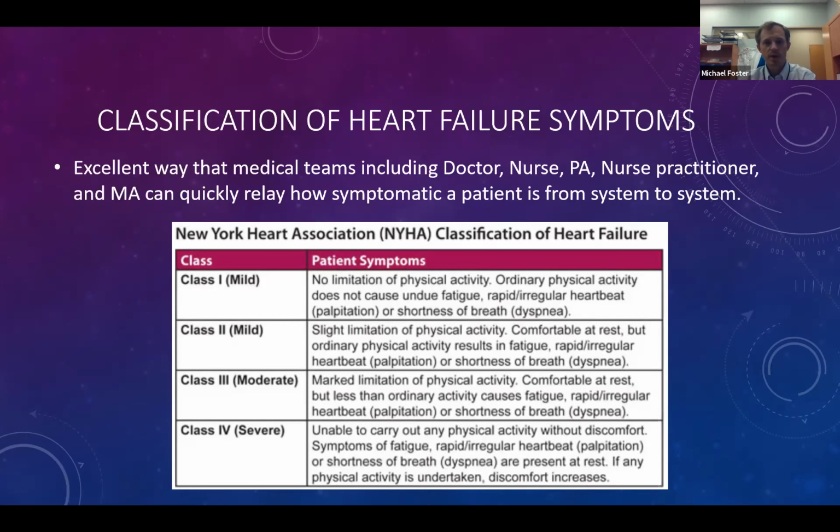Class 1 would be patients that may have risk factors for heart failure but have no symptoms. Maybe they've had a prior heart attack. Maybe they have sleep disordered breathing, but they have no shortness of breath with activity. They have no shortness of breath when lying down. They do not have increased abdominal girth. And then as you move up the scale to class 3, there becomes a marked limitation of physical activity. Some specialists will further classify class 3 into class 3A and class 3B. And class 3B is usually a worsened type of limitation in activity.